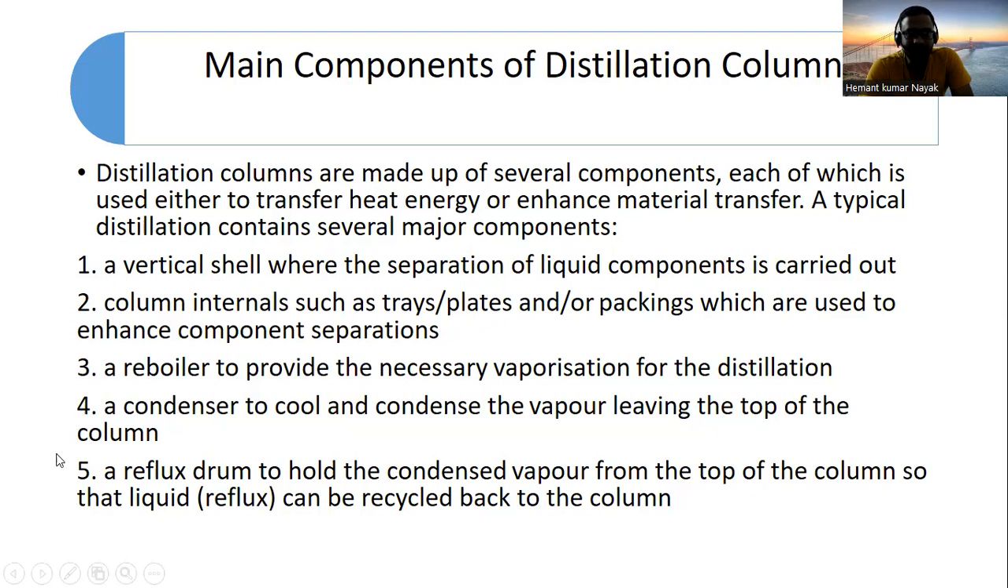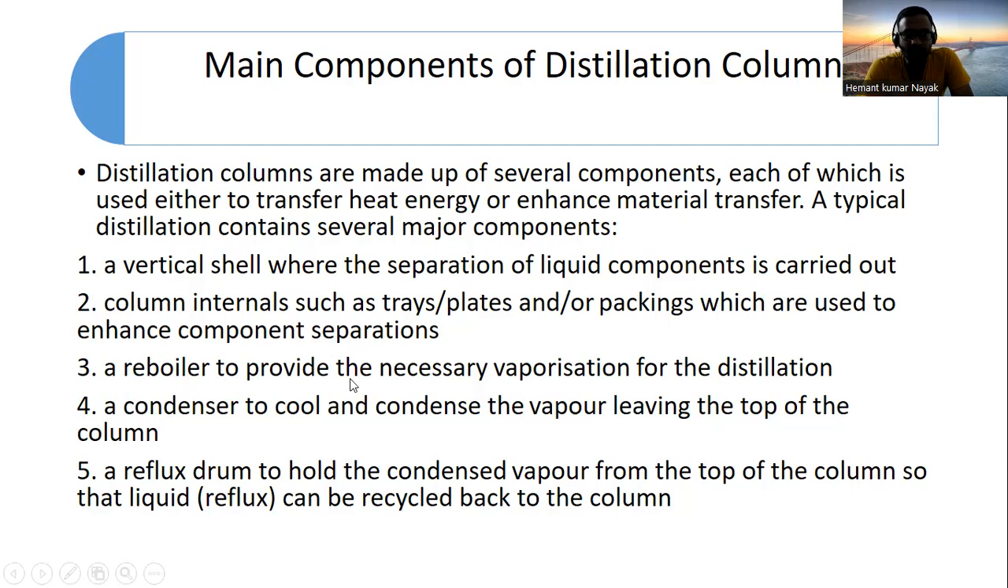First, a vertical shell, where the separation of liquid components is carried out. Then column internals such as trays and plates. In between, certain trays or plates will be provided: a bubble cap type, valve type, or sieve plate type, different types of plates, or packing. Sometimes packing also will be provided, which is used to enhance the component separation, to increase the separation.